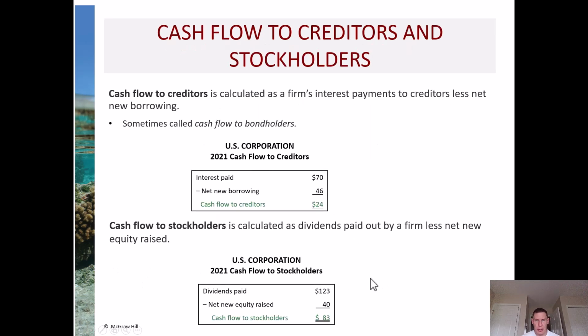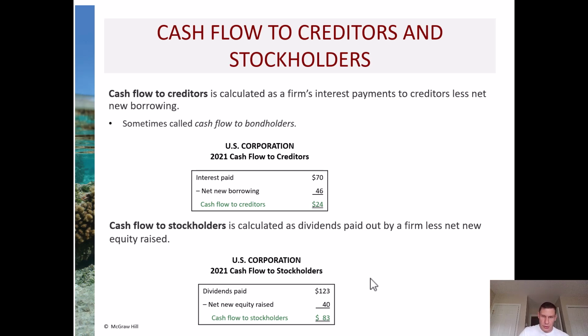And here we see cash flow to creditors and stockholders. So cash flow to creditors is calculated as a firm's interest payments to creditors less net new borrowing. And it's sometimes called cash flow to bondholders. So as an example, we see below interest paid was 70 minus 46 for net new borrowing, which gives us a cash flow to creditors of 24.